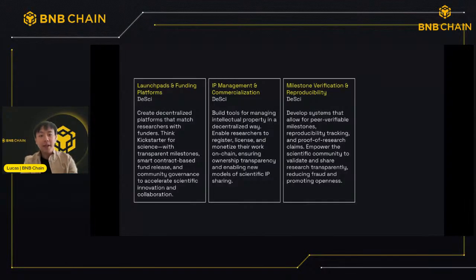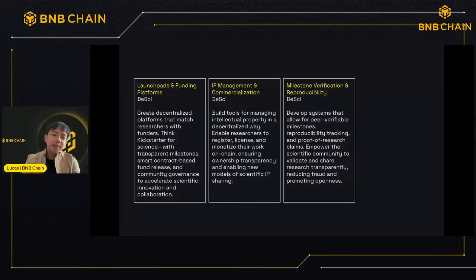A smart contract-based intellectual property marketplace where researchers license out discoveries, tools, or datasets. You can also build a platform that tokenizes research outputs as NFTs, such as your datasets, lab notebooks, protocols, and tracks ownership. Tools to manage open versus closed IP strategies. The outcome of this will be researchers retain ownership and earn directly from their innovations, while others can easily license or remix scientific work. Last, we have research milestone verification and reproducibility.